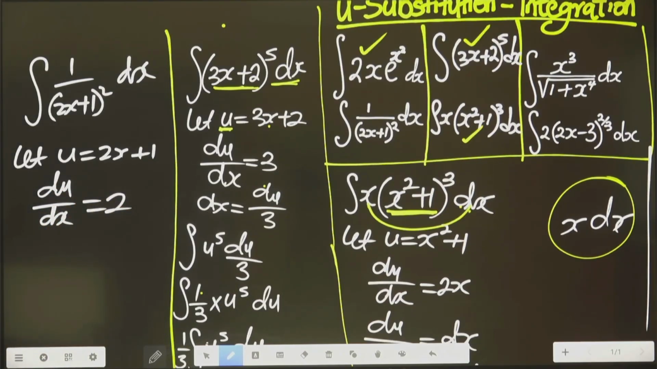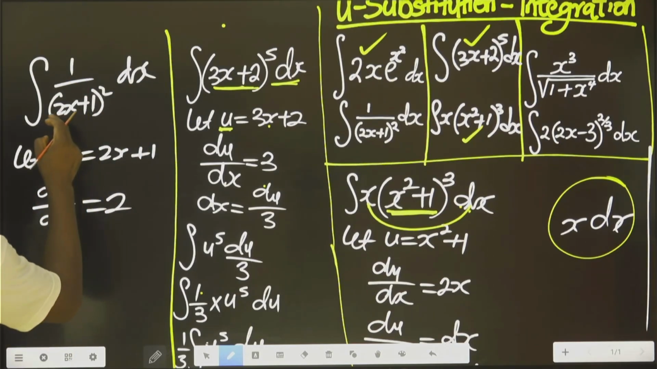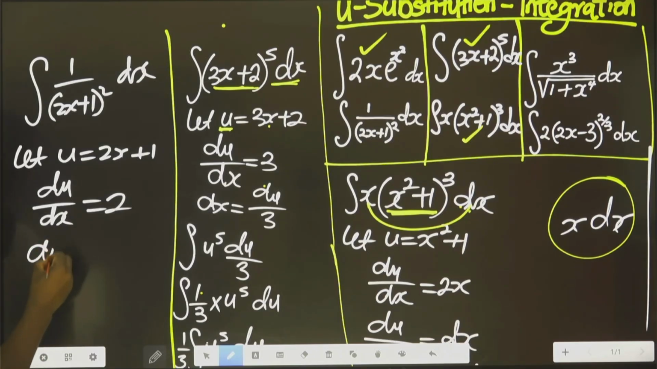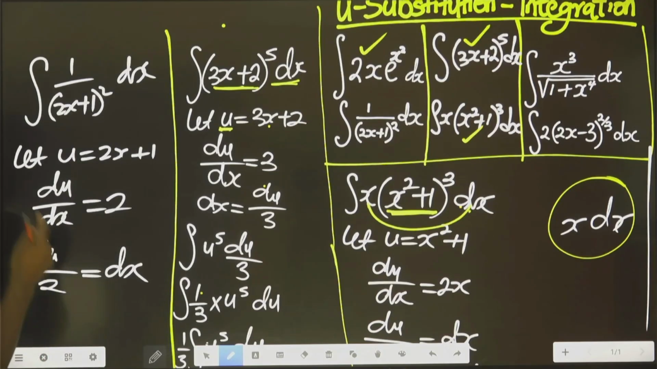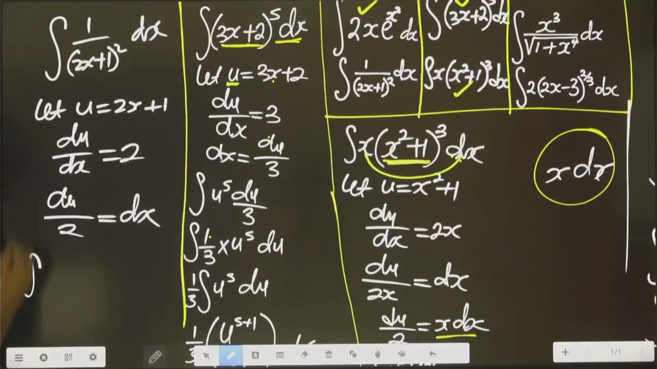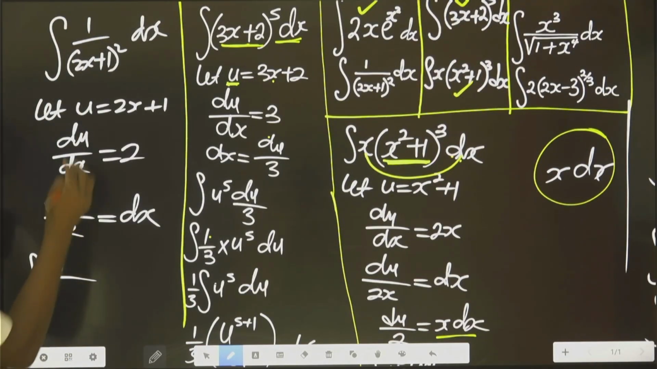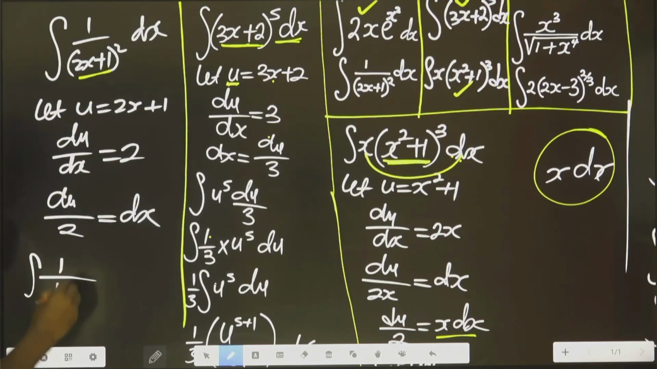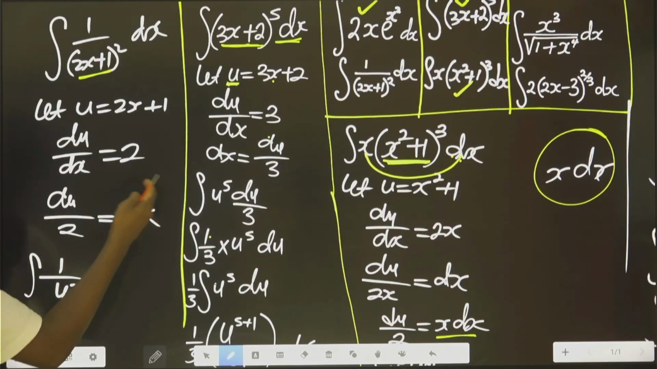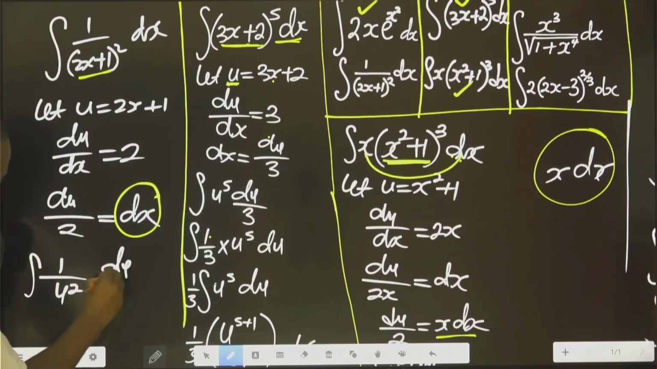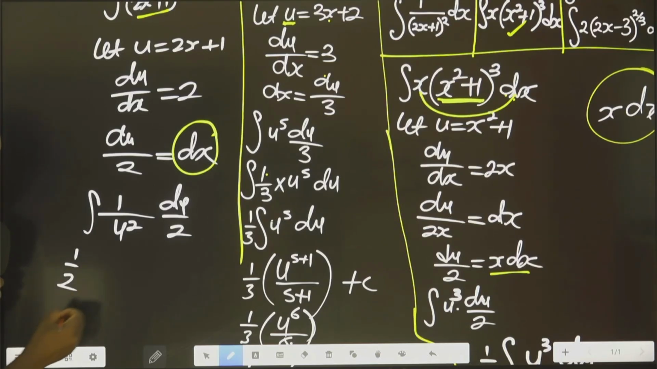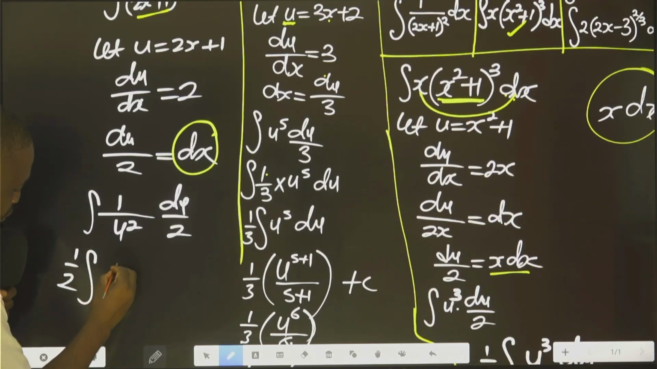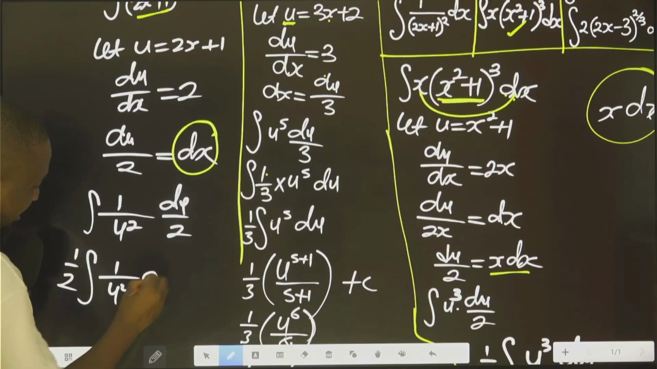Okay? We want to replace anything x. So the dx needs to be replaced, and this guy with x needs to be replaced. So we are going to make dx the subject of formula. We have dx equals du over 2. So now we come back here to say 1 is here. What is this? That is u raised to power 2. This is what? Du over 2. So the next thing we need to do now, I want to bring this 1 over 2 out. 1 over 2 is coming out to have 1 over u squared du.